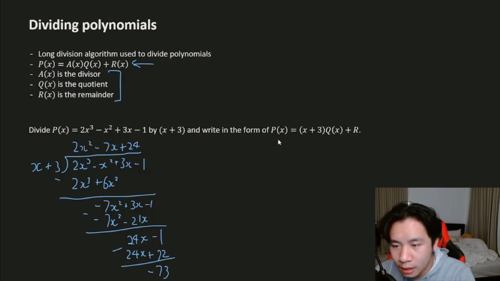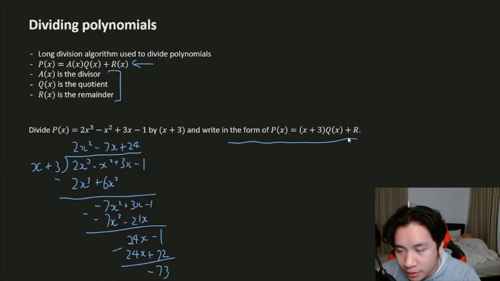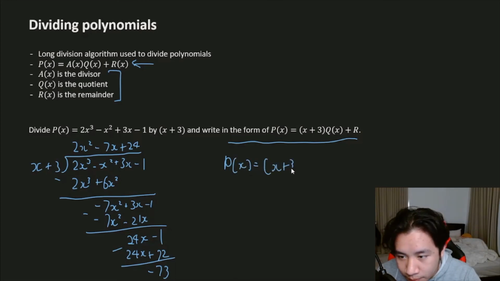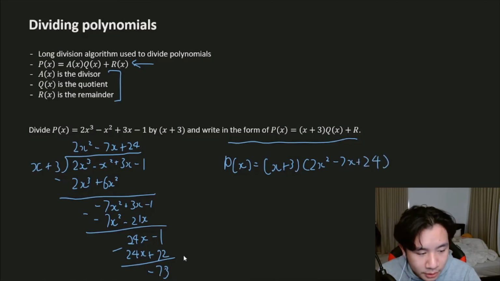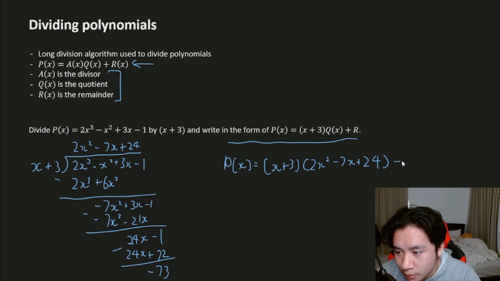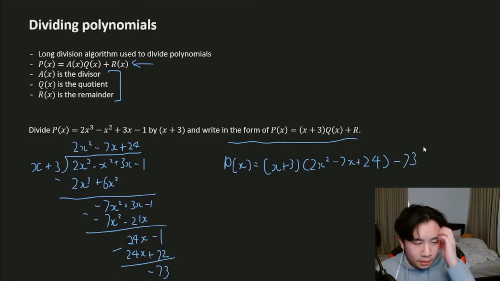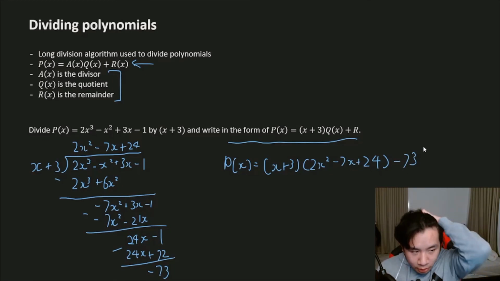And so let's do the second part where I need to write it in this form. So p of x is equal to the divisor, x plus 3, times the quotient, which is this number. So 2x squared minus 7x plus 24. And then the remainder, which I found here, which is minus 73. All right, that's polynomial division.